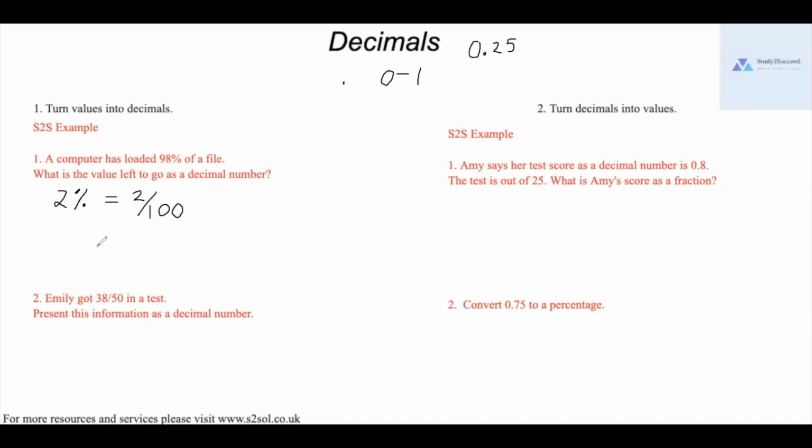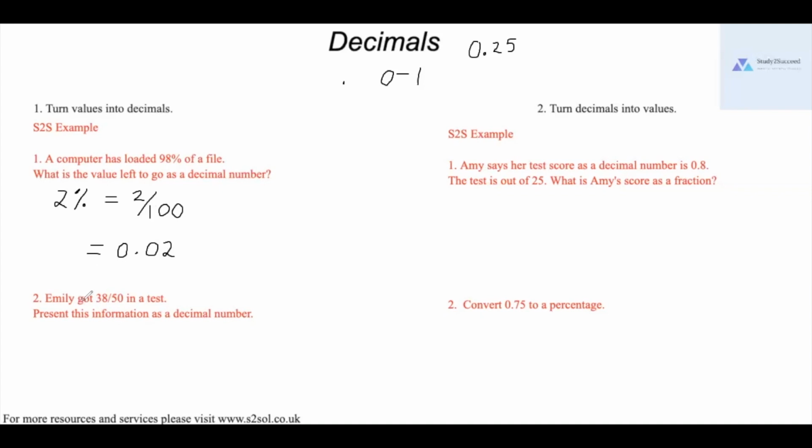And when we do that, we should get an answer of 0.02. And we know that this is a correct answer as our value is between 0 and 1. So 2% as a decimal number is 0.02. If we ever want to convert a fraction into a decimal number, what we have to do is divide the numerator by the denominator. Let's move on to the next question.